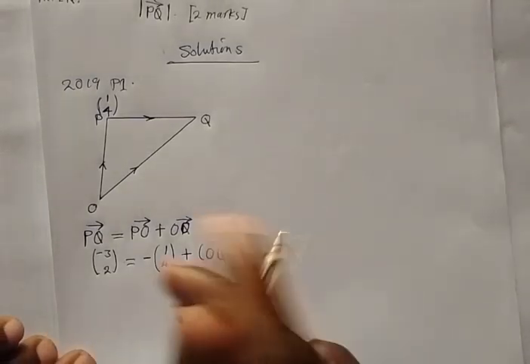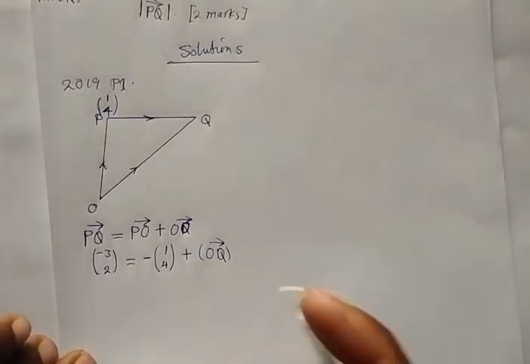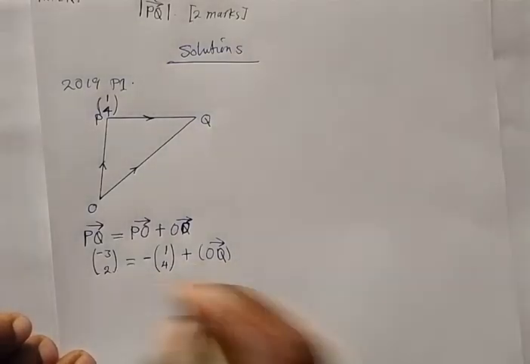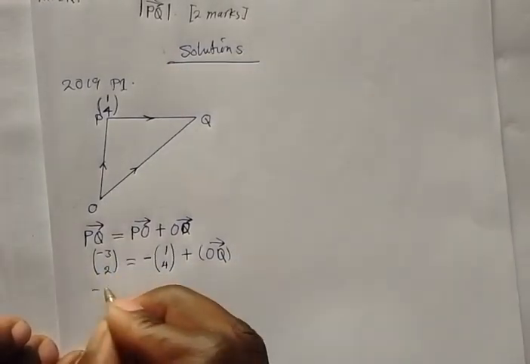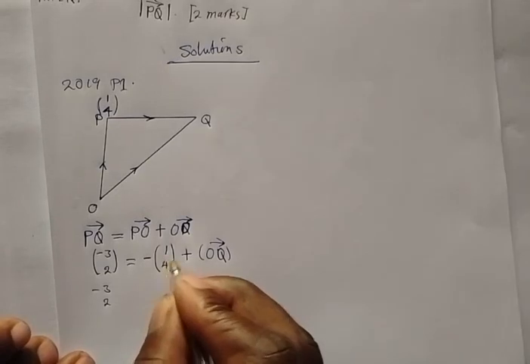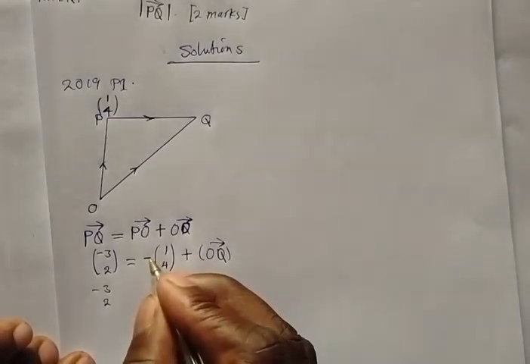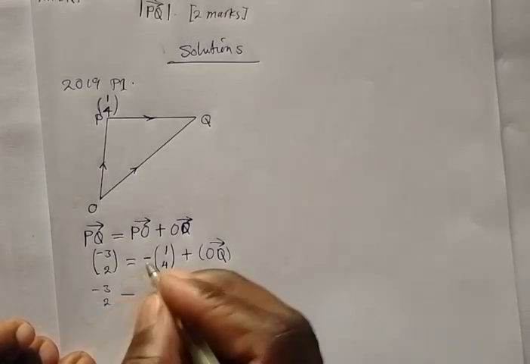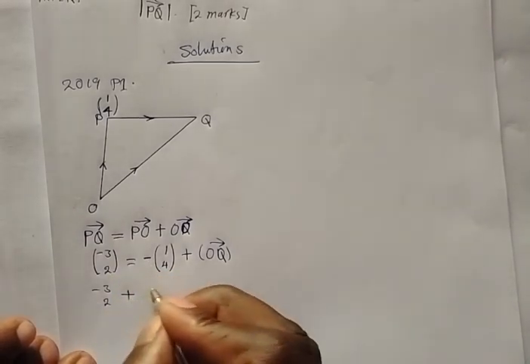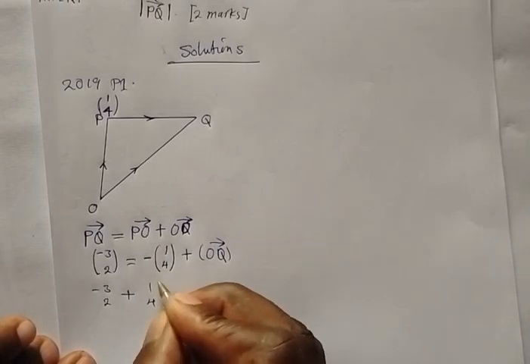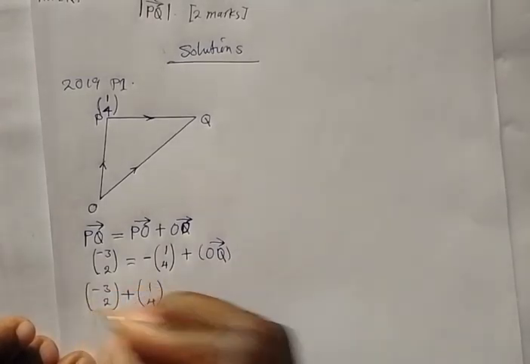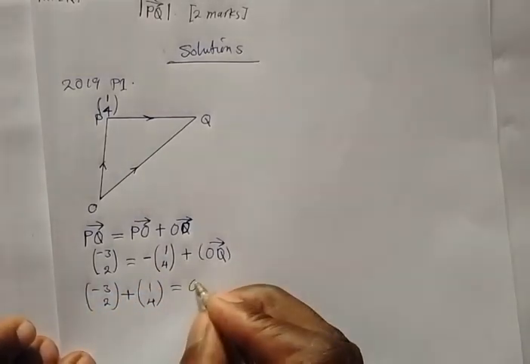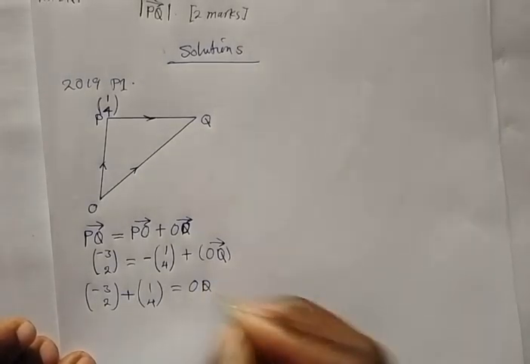After writing this, you are going to group like terms. We start with (-3, 2). Then you bring this one across: it is negative here, and when it crosses the equal sign it becomes positive (1, 4). Then it is equal to OQ.